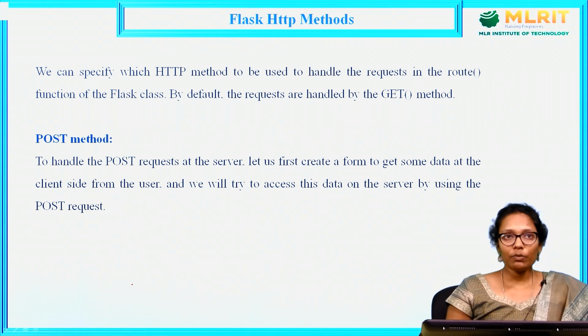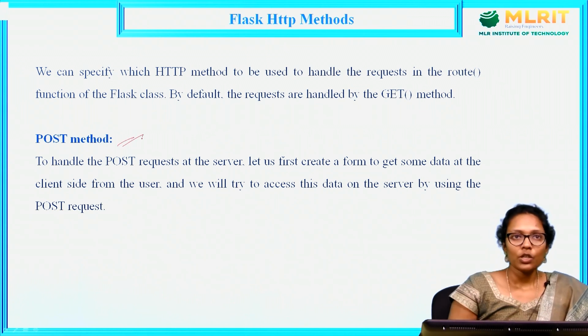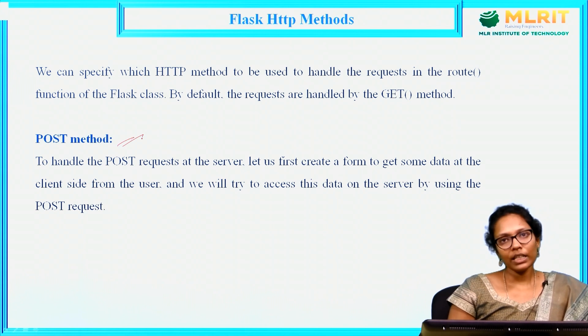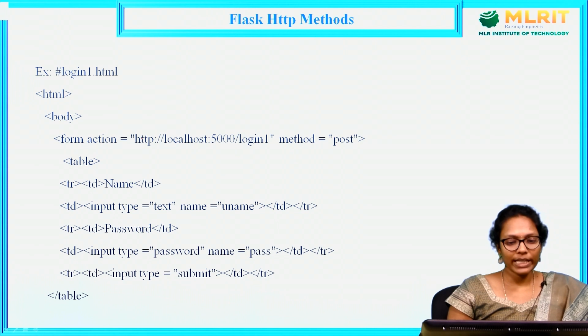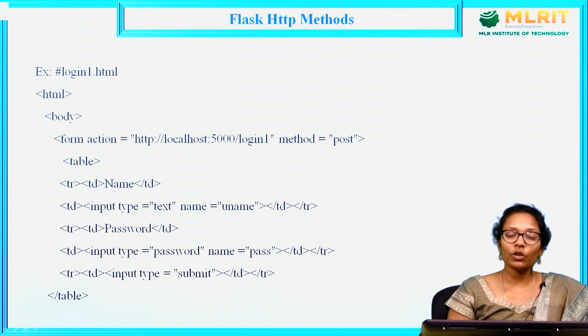We will mainly focus on the POST and GET methods. First we will discuss the POST method. If I use the POST method, the data will be transferred securely by encrypting the data. Coming to the example, in this example we are writing HTML as well as Python. Why? Because HTML is your client application, and from the client application you are sending the data to the server. So the server application is Python and the client application is HTML.